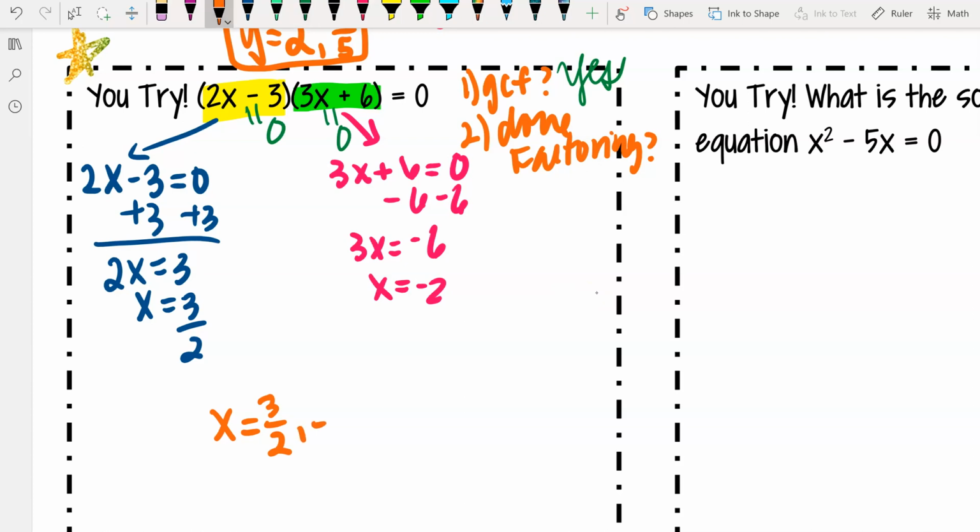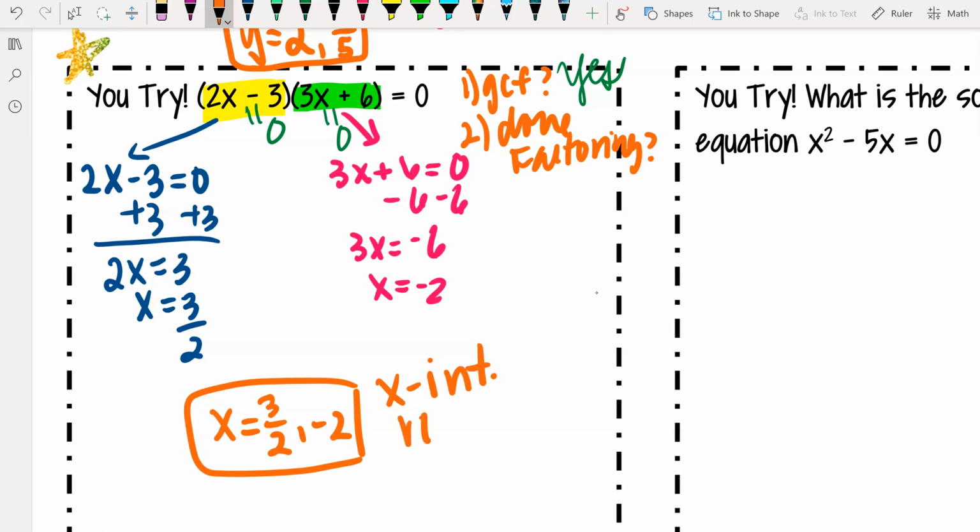and you should get -2, which means on a graph, these are our x-intercepts. They are roots, they are solutions, and these are our zeros. So if you don't know those key words, those all mean one thing. I want to show you what that looks like so you can see.